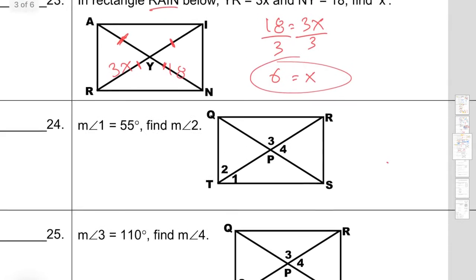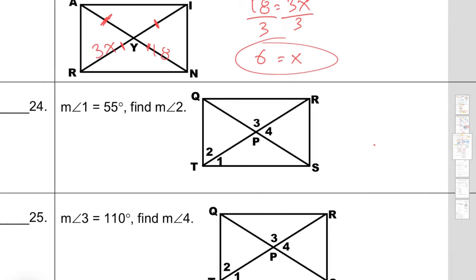So number 24, again, we have a rectangle, so all the properties of a rectangle apply. It says angle 1 measures 55 degrees. Find the measurement of angle 2. Remember, one of the special properties of a rectangle is that we have 4 right angles. So if I know that this angle here is a right angle, which means 90 degrees, and I know the measurement of angle 1 is 55, I simply subtract it, and I get the measure of angle 2, which is 35 degrees.